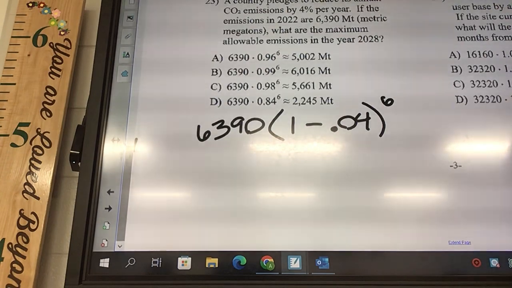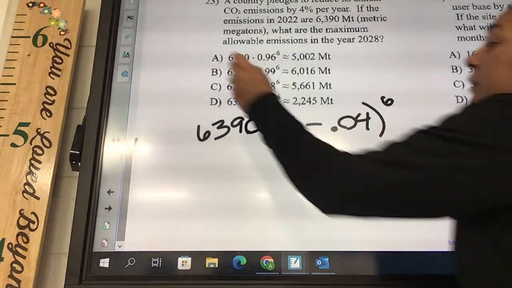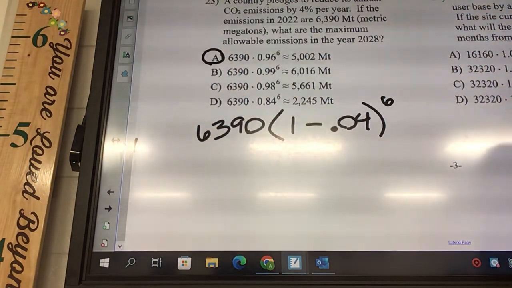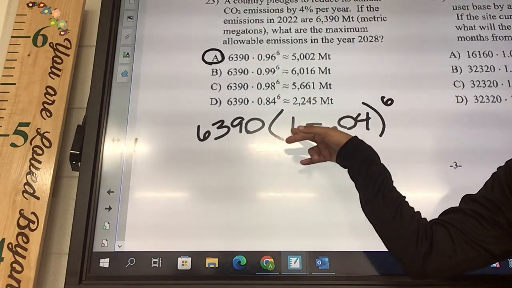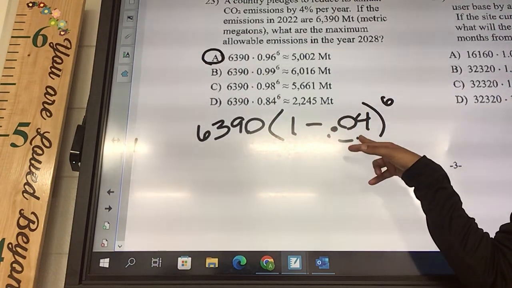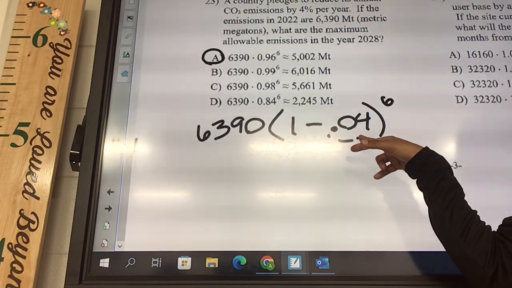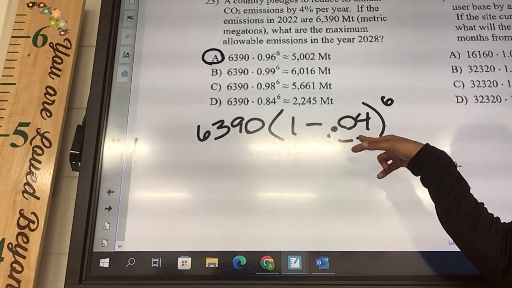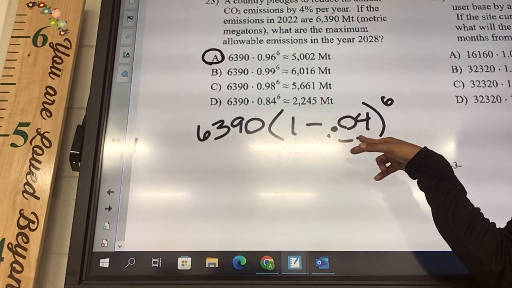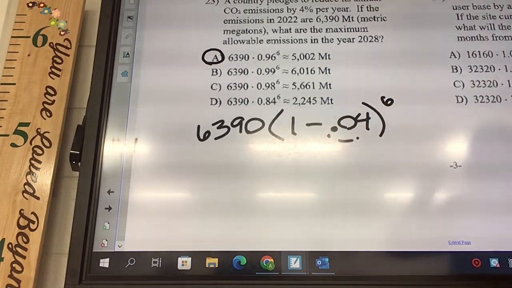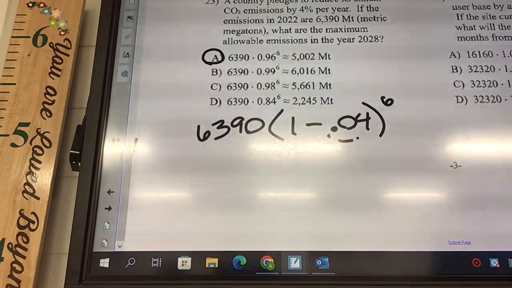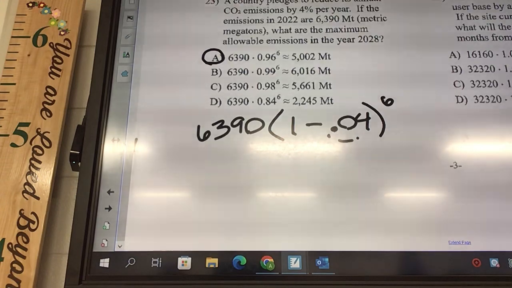So what answer choice is that? A. Okay, now, let me show you what they did, because it is a little bit easier. What they did, I want you to do on your calculator right now, is type in 1 minus 0.04. Do it. What do you get? Hit enter. It is 0.96.